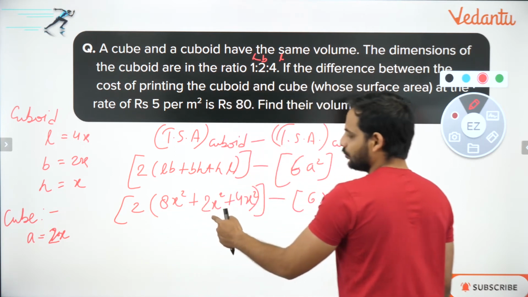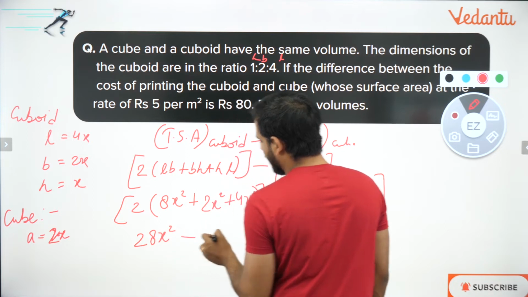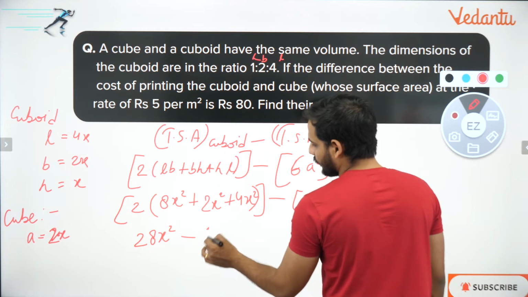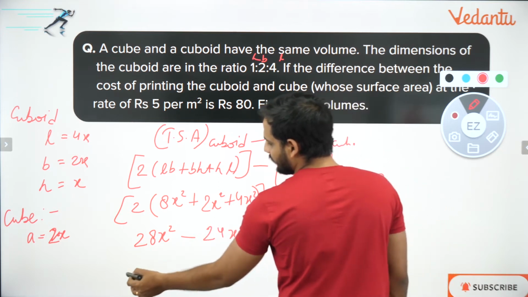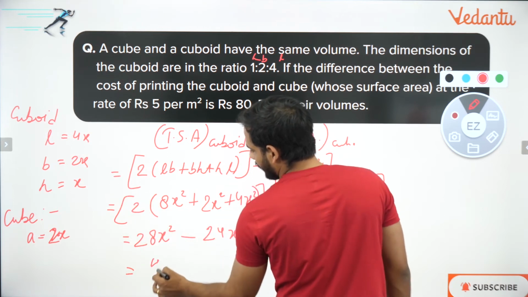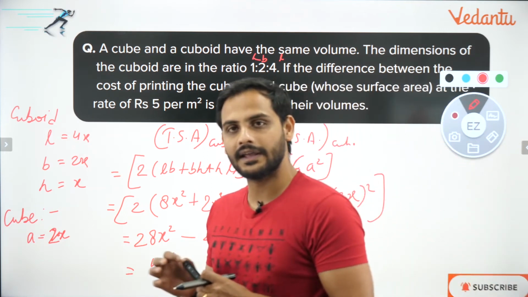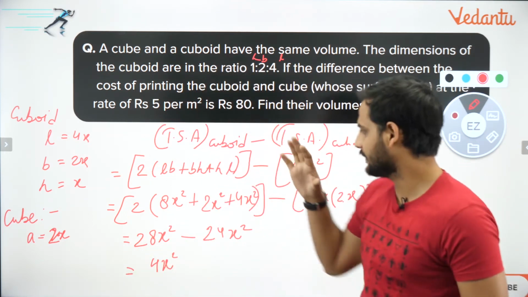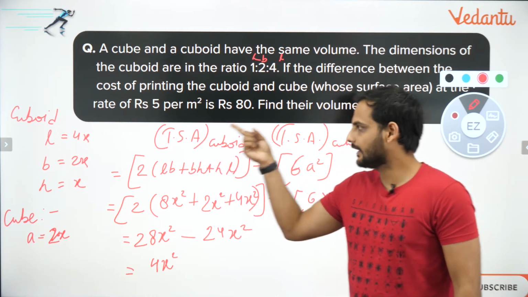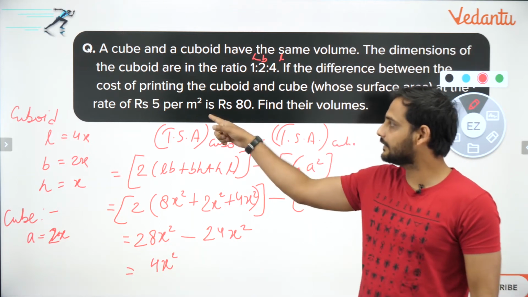So 8 plus 2, 10 plus 4, 14. 14 into 2 is 28x square, minus here 4x square into 6 is 24x square. That means the difference between the total surface areas of them is what? 4x square. This is the difference between the areas. Now if I multiply this TSA with 5, I will get the cost of painting. If I multiply this with 5, I will get the cost of painting the cube. The difference between these is rupees 80.